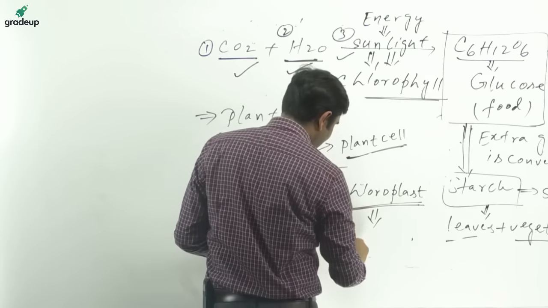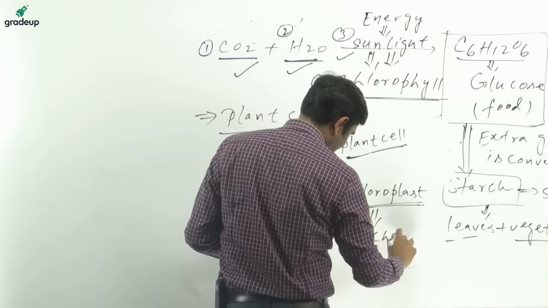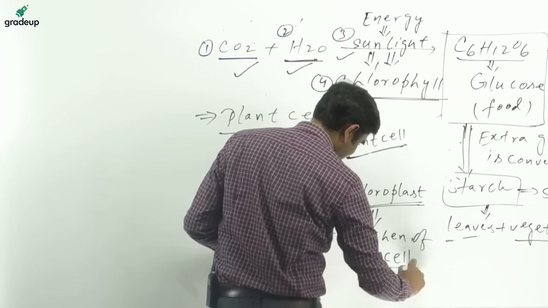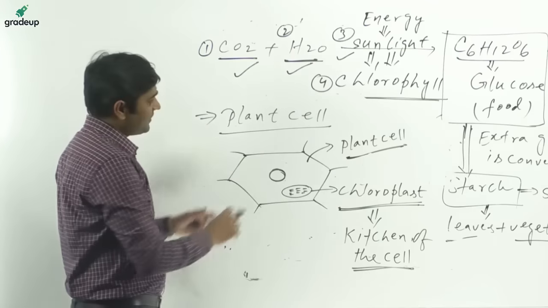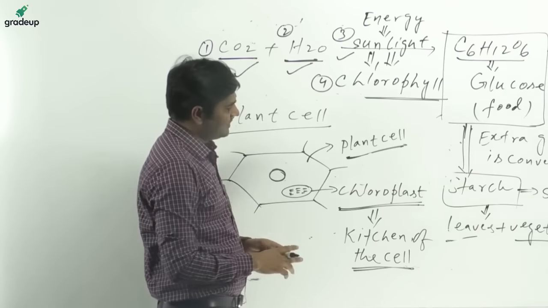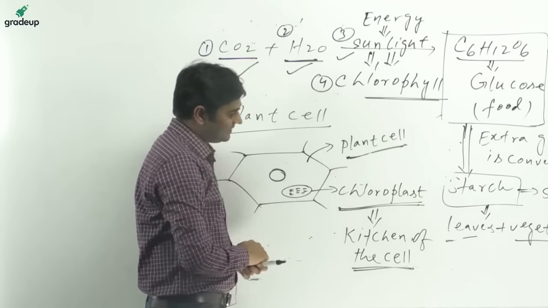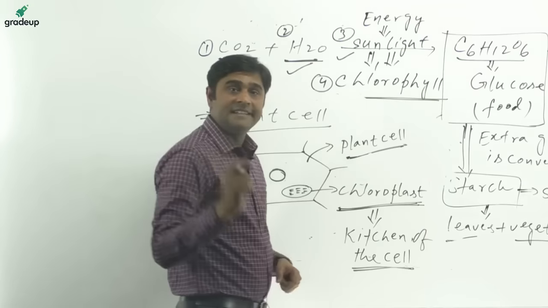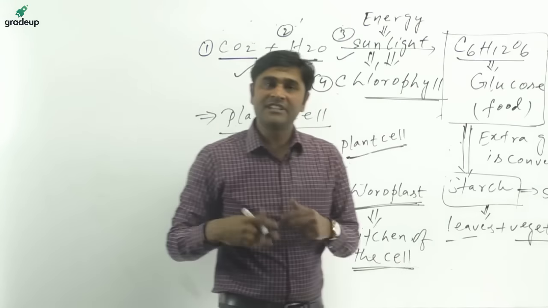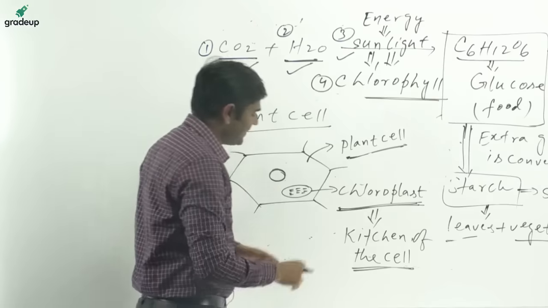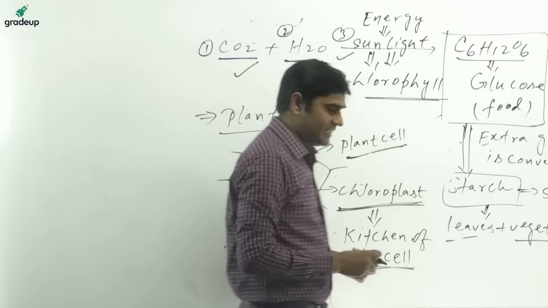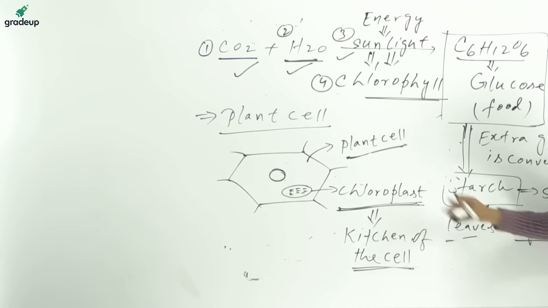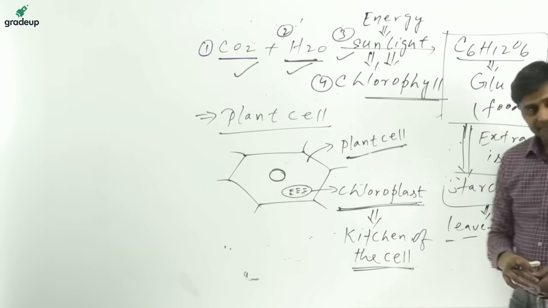Therefore, chloroplast is also known as the kitchen of the cell. So the process of photosynthesis takes place in the chloroplast of the plant cell. That's why chloroplast is also known as the kitchen of the cell. So a question that can be asked from here is, which of the following cell organelles is known as the plant's kitchen of the cell? So the answer is chloroplast.